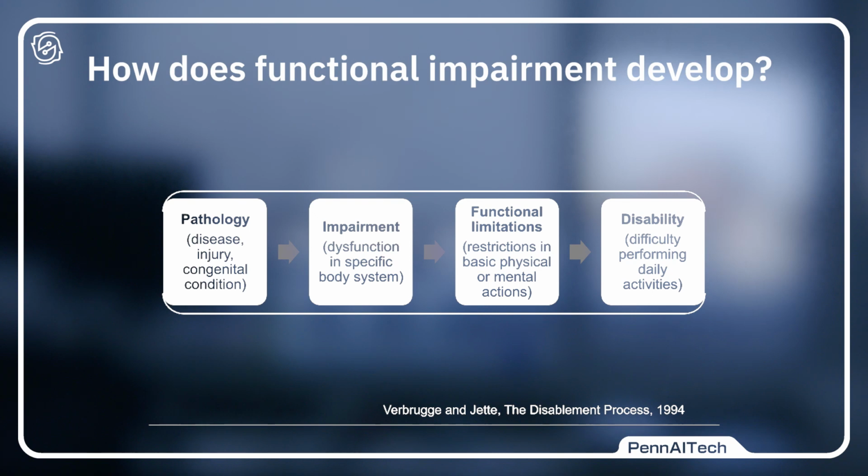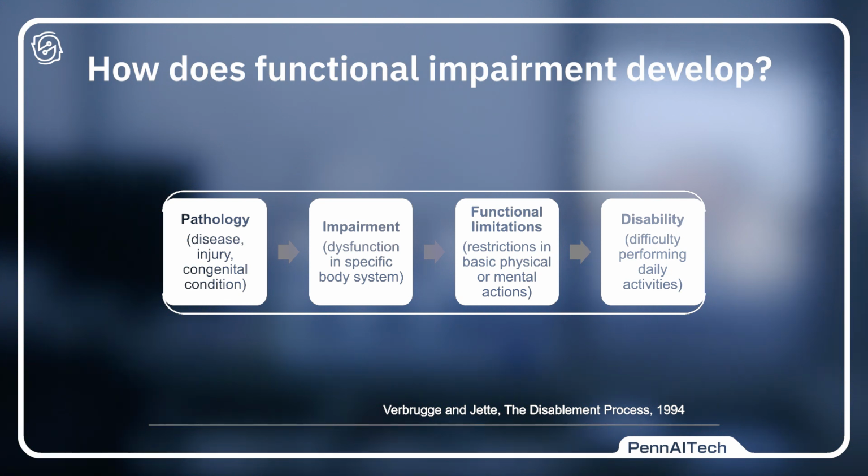So now we'll turn to the second topic of how does functional impairment develop? And to talk about that, I want to share a conceptual model that's been helpful to me in understanding that, which was developed by Verbrugge and Jette in the 1990s. What they propose is that there's a pathway through which people progress as they develop functional impairment.